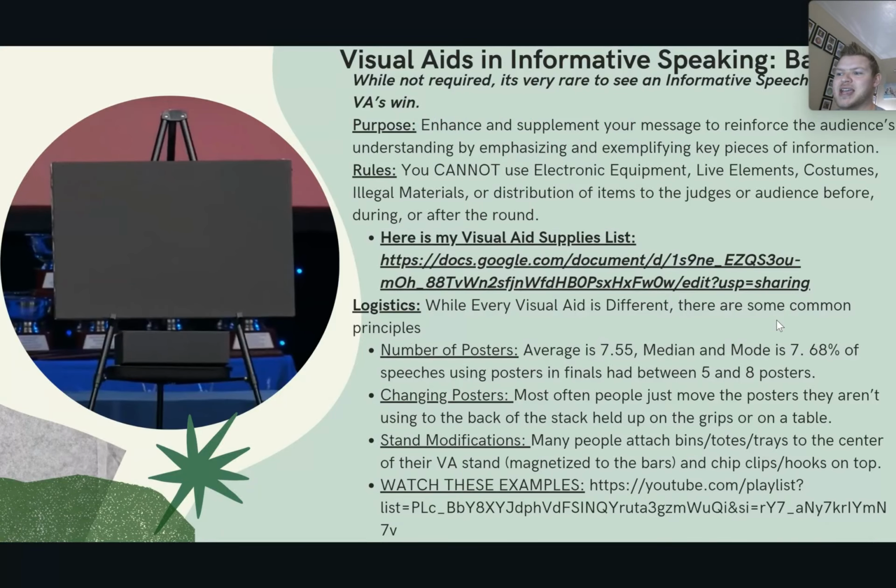So let's talk about the basics of visual aids in informative speaking. While they're not required, it's very rare to see, again, an informative speech without them win. The reason we have visual aids is to enhance and supplement your message, to reinforce the audience's understanding by emphasizing and exemplifying key pieces of information. Always ask yourself, why am I using visual aids? What do I want my speech to do? And how is visual aids the best way to do that for my audience? If your goal is to teach the audience, then every visual aid has to be there to teach the audience, not just to make them go, oh, wow, that's cool.